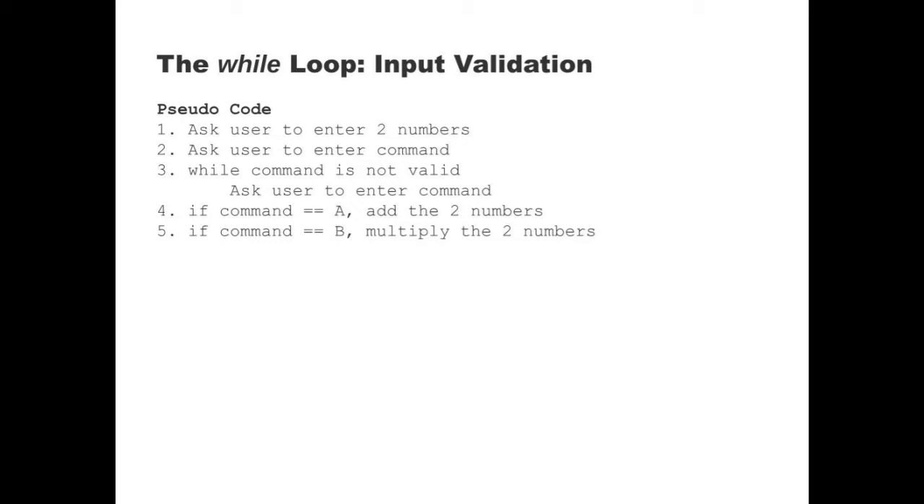In step 2, we ask the user to enter the command. There are 2 commands that we define in this example. One is to do addition of the 2 numbers. Two is to do multiplication of the 2 numbers. Okay, so in step 3, we have a while loop.